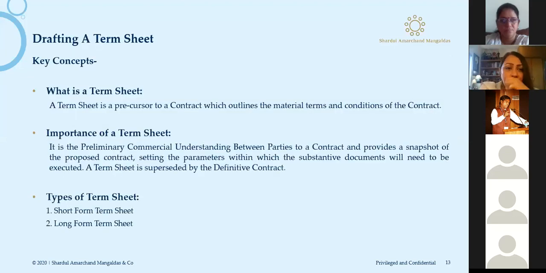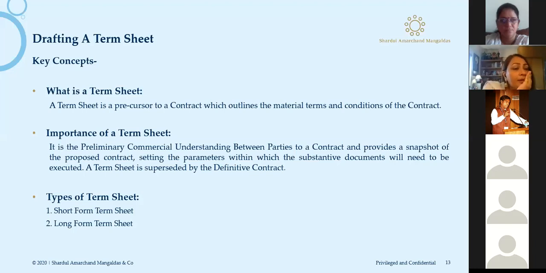What I'm going to do now is give you a snapshot and overview of a term sheet and a contract. Right now it is around 11:13. I should in the next half an hour be able to cover these two things, and then we can look at question answers in case you have any.